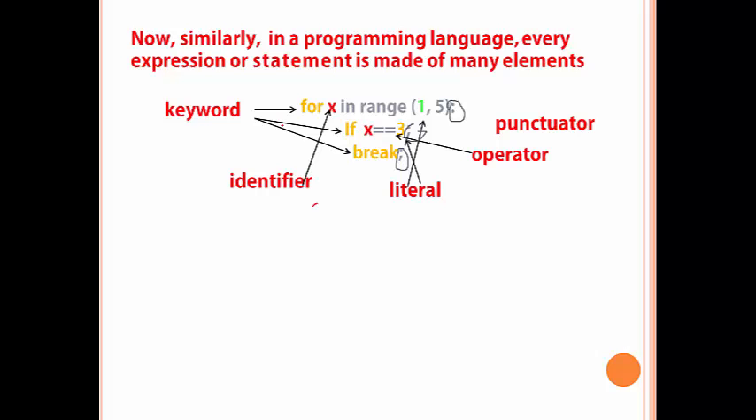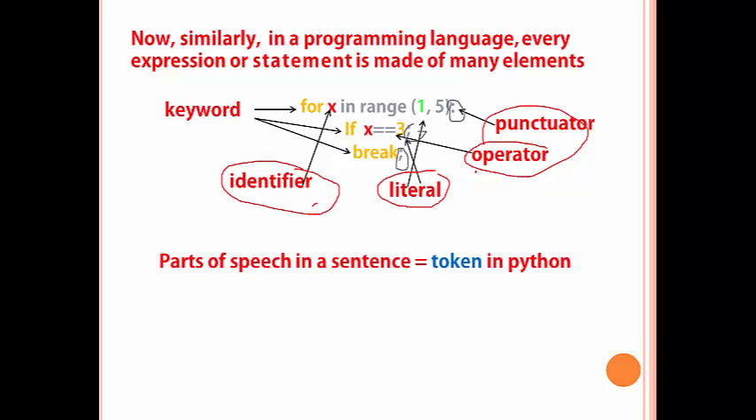These all words are together called tokens. These are collectively called tokens. So if you compare, the parts of speech in a sentence are equal to the tokens in a program.